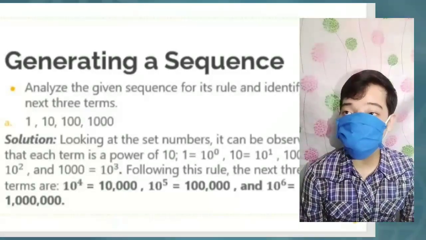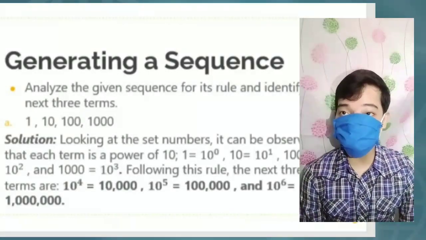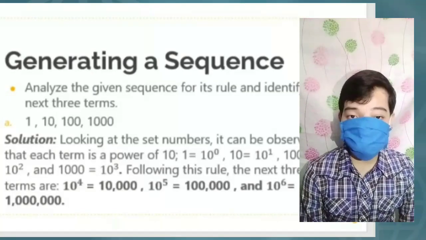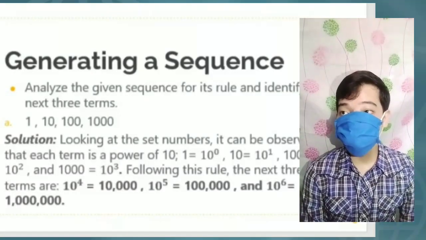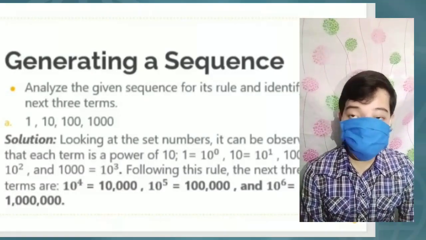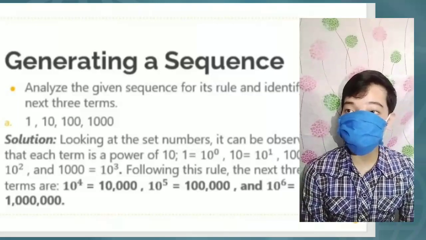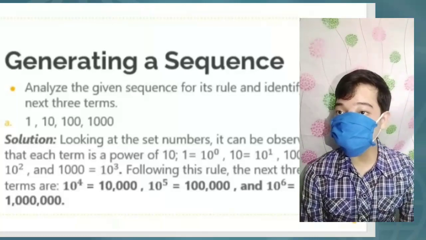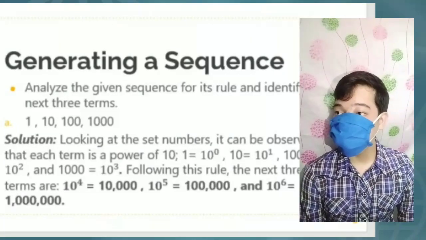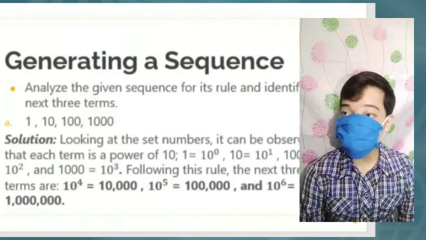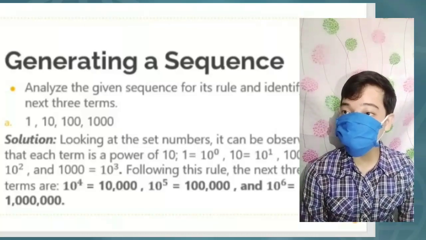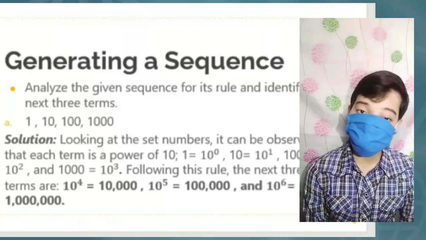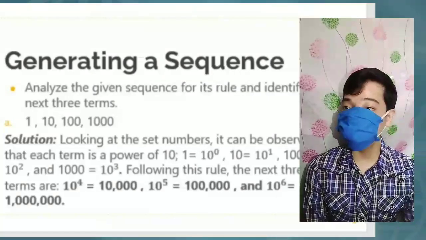As we can see here, only the exponent changes, and it starts from 0, then 1, then 2 and 3. So the next 3 terms we need to find are those with the exponents 4, 5, and 6.